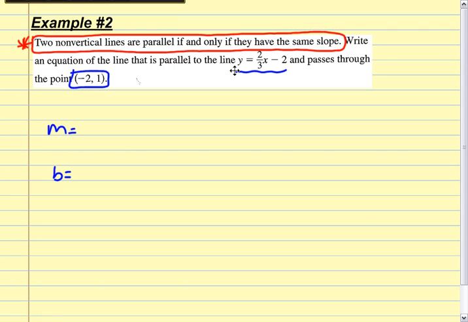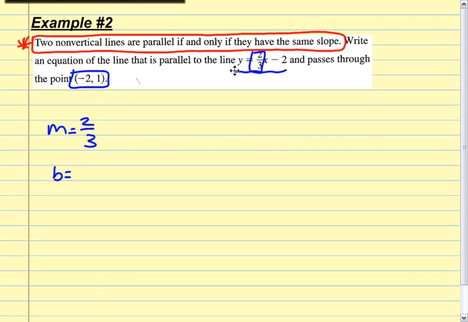Now they've given us some information. We know it has to be parallel to this other line, so that tells us they have the same slope. So what's the slope of the line that I'm trying to write? 2/3, because that's the slope of this line. Perfect.